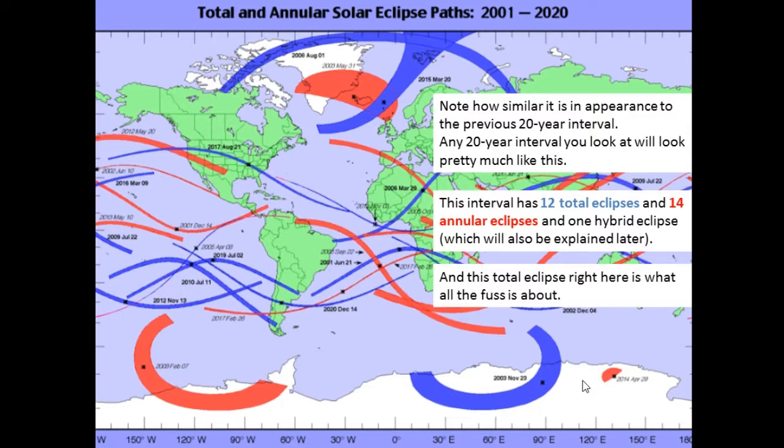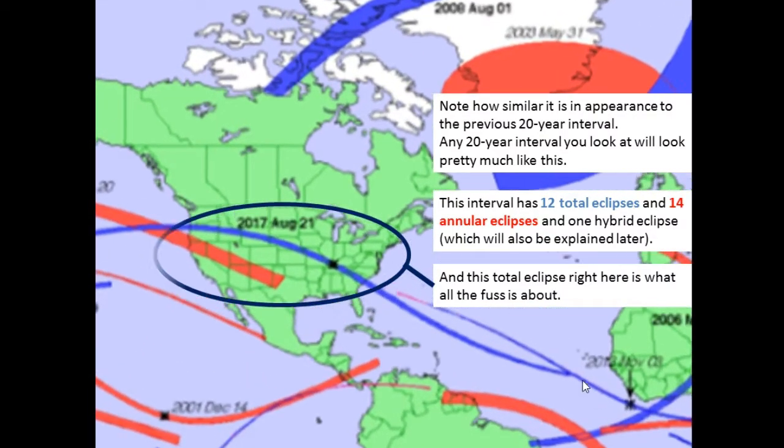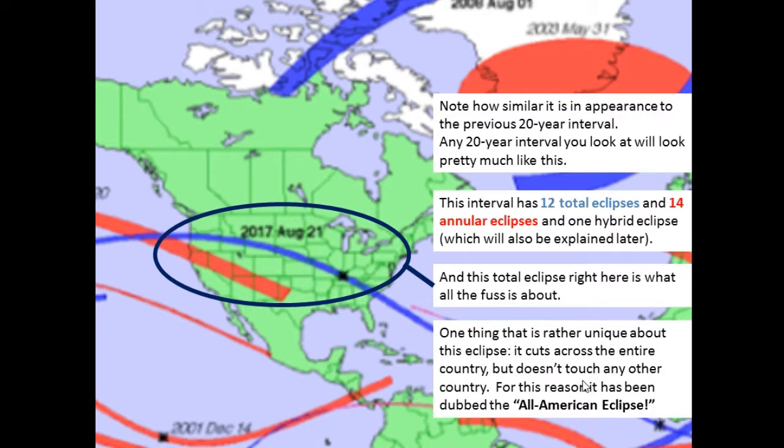And this total eclipse right here is what all the fuss is about. One thing that is rather unique about this eclipse, it cuts across the entire country, but doesn't touch any other country. For this reason, it has been dubbed the All-American Eclipse.